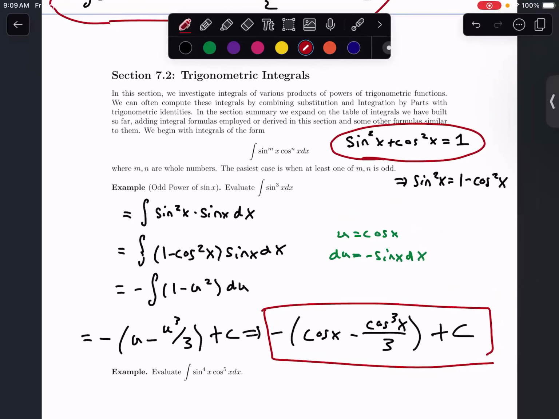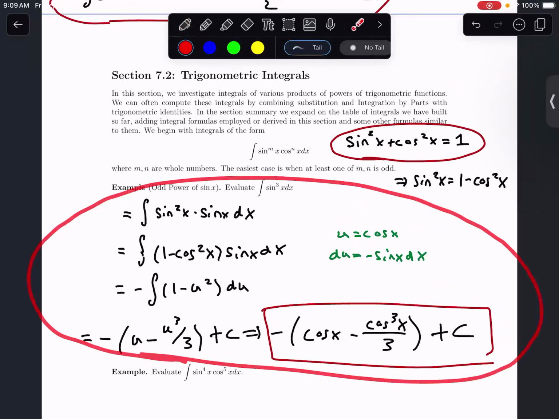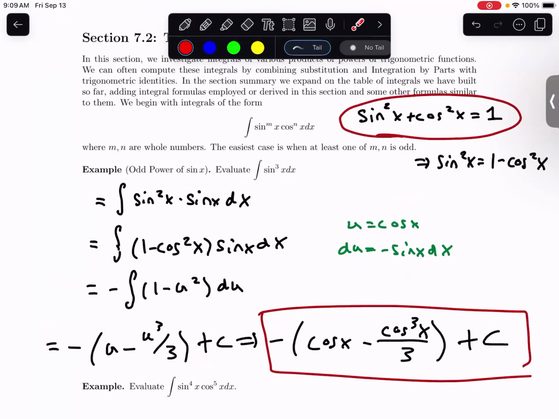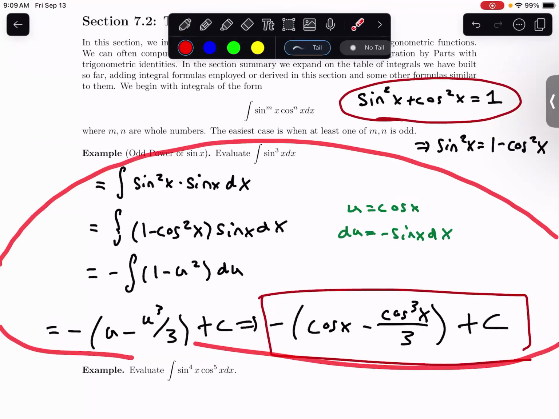So this is how these problems go in general. For the most part, they're going to be similar to the example that we just did. Okay, any questions about this example?